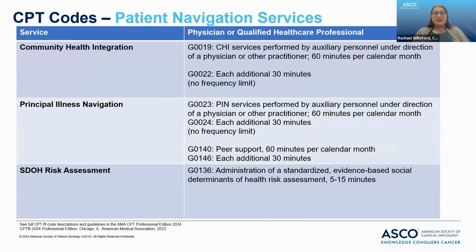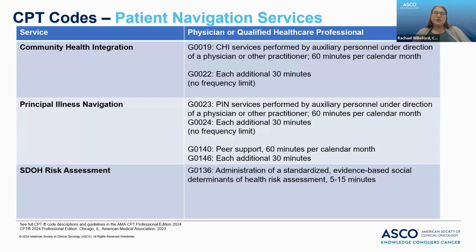So what are the codes themselves? Community health integration will be reported with G0019 for the first 60 minutes per calendar month, and G0022 for each additional 30 minutes. Principal illness navigation is very similar. The first 60 minutes is going to be G0023, and G0024 will be each additional 30 minutes. For the add-on codes, there is no frequency limit that has been established yet.